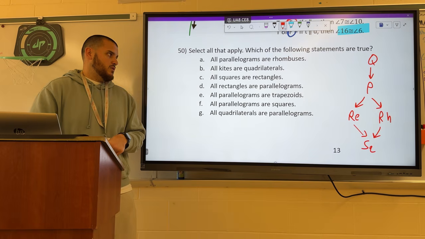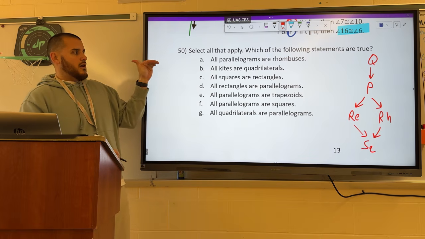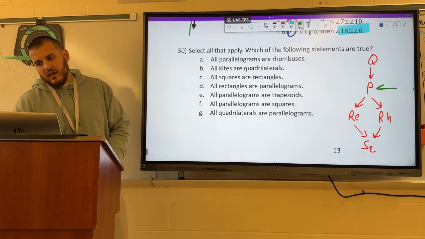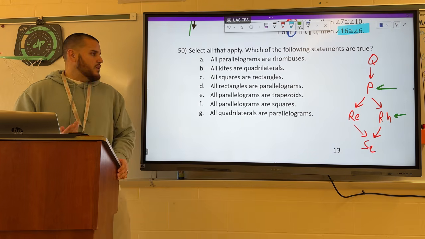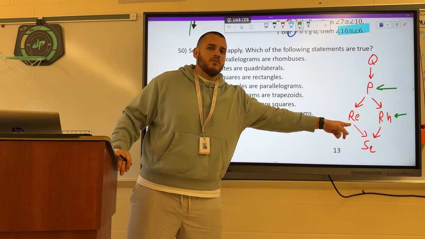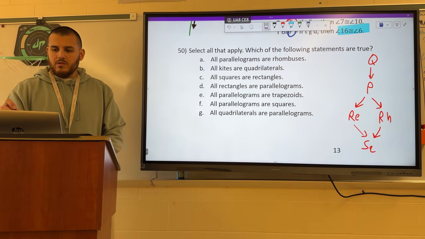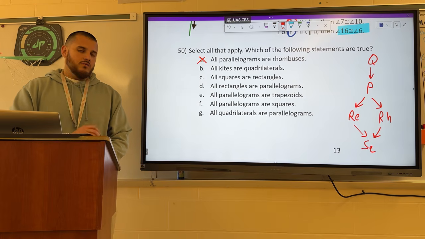Which of the following statements are true? All parallelograms are rhombuses. So it's trying to say that all of these have to be this kind of shape. But we know that's false because some parallelograms can be rectangles. Some of them can be squares, not just specifically rhombuses. So that is not true.